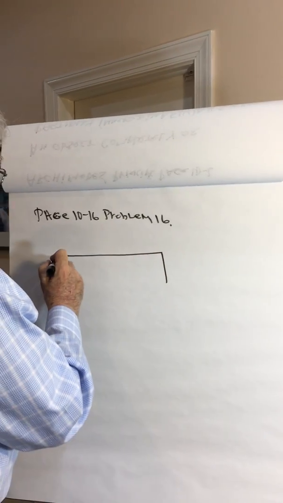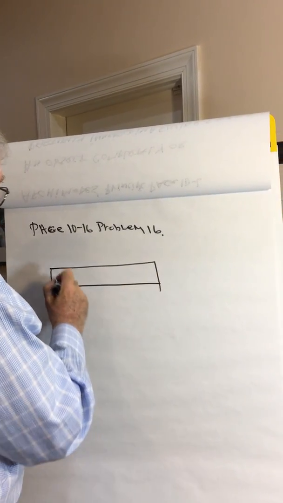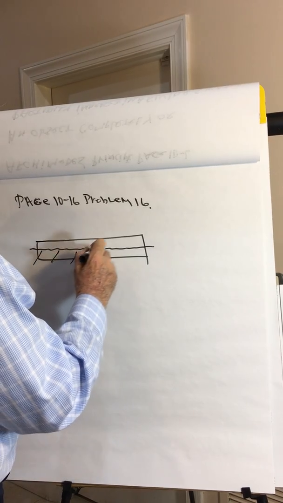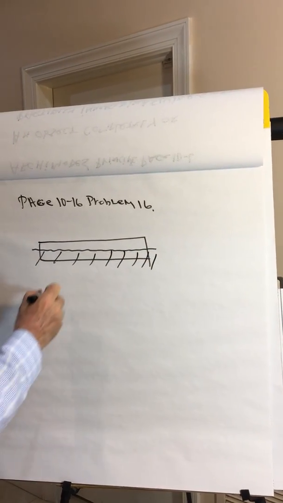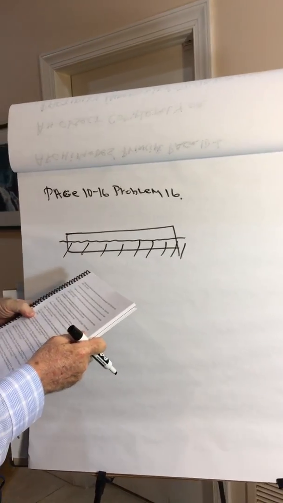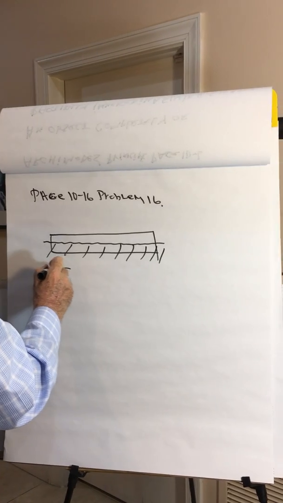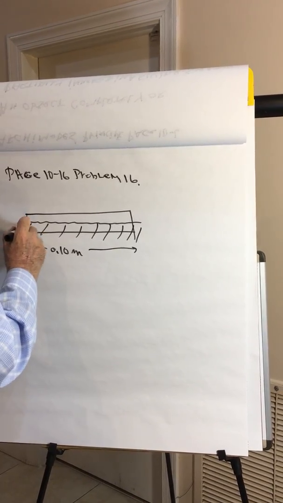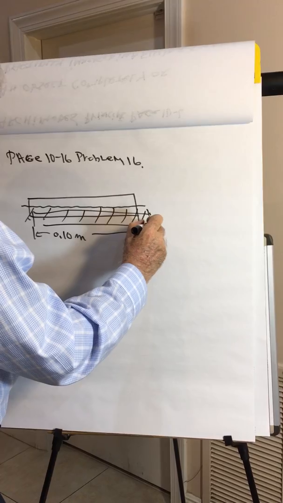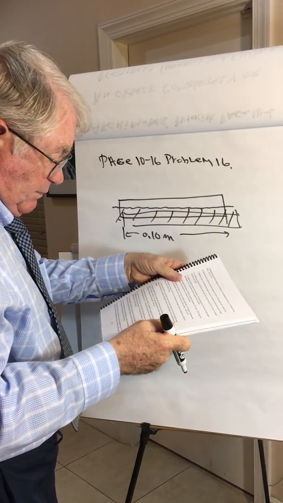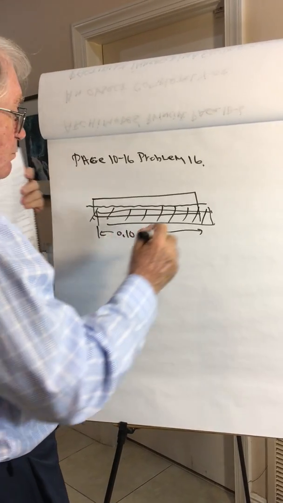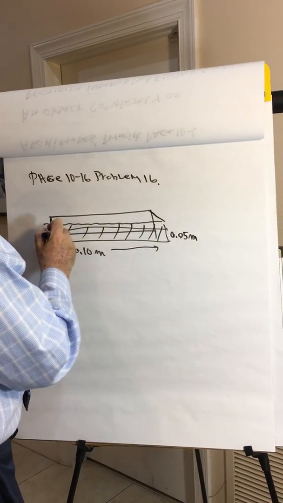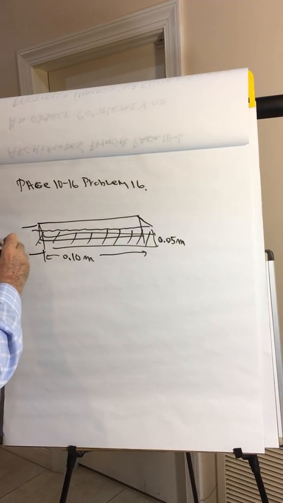We have a piece of wood like this, and a certain percentage of it is above the surface of the water and the rest of it is below. The length of this piece of wood was 10 centimeters, that's 0.1 meters. The width is 5 centimeters, so it's 0.05 meters. And the actual height of it is 2 centimeters, which is 0.02 meters.